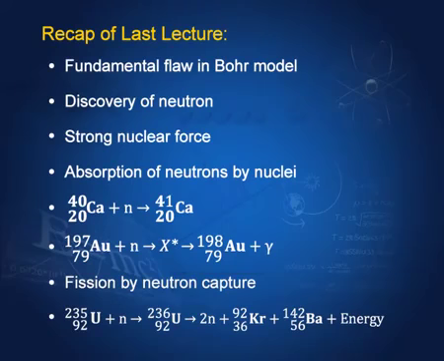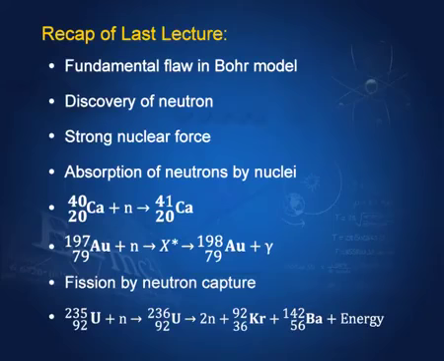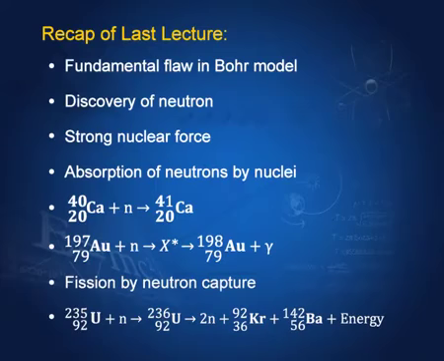Then we discussed the discovery of the strong nuclear force, because if there are protons in the nucleus, they would repel each other and they would break the nucleus. But it was found that there is a very strong force acting between the nucleons, and therefore, nucleons are able to overcome the Coulomb force between them. And then we studied absorption of neutrons by nuclei, and some of the examples are given here. And lastly, we found that neutrons can trigger a fission reaction in the uranium atom, uranium 235.